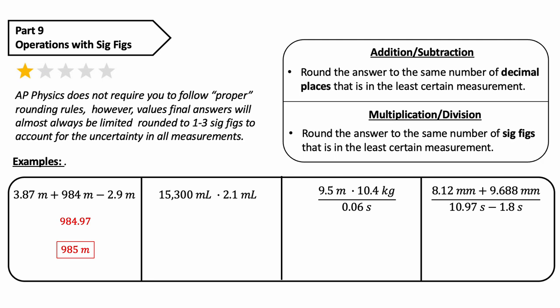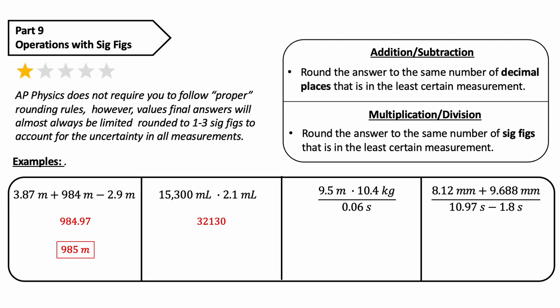For multiplication and division, though, we round based on sig figs. And just like the other ones, we always do the math first. So in your calculator, what's 15,300 times 2.1? Well, that calculator gives you an answer of 32,130. But we are going to round this answer based on our lowest number of sig figs. The number 15,300 has 3 sig figs. The number 2.1 has 2 sig figs. So my final answer needs to only have 2 sig figs.